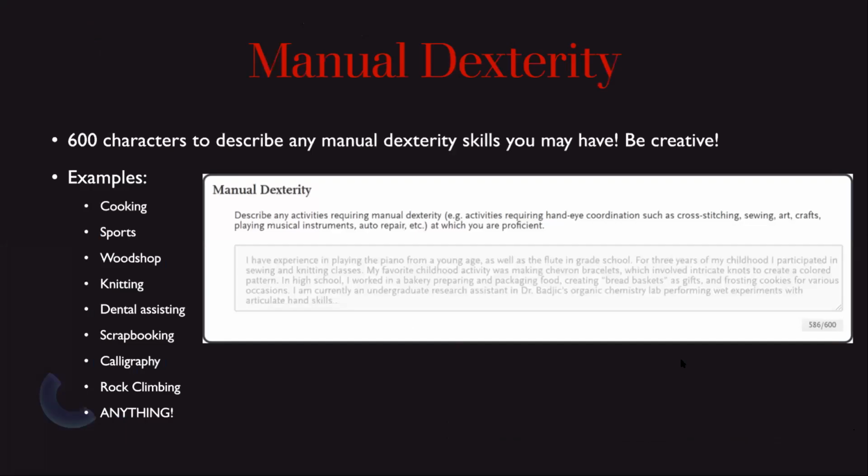All right, so like I said, manual dexterity requires a 600 character text box to describe any skills. Actually, I don't think that this is required, but I'm sure almost everyone on this Zoom call definitely has some skills under their sleeve that you might not even realize. For example, cooking, sports, woodshop, knitting, dental assisting, scrapbooking, calligraphy, rock climbing, literally anything. The one that you see here is from the previous president. So you can use this as an example, but also feel free to make it your own.